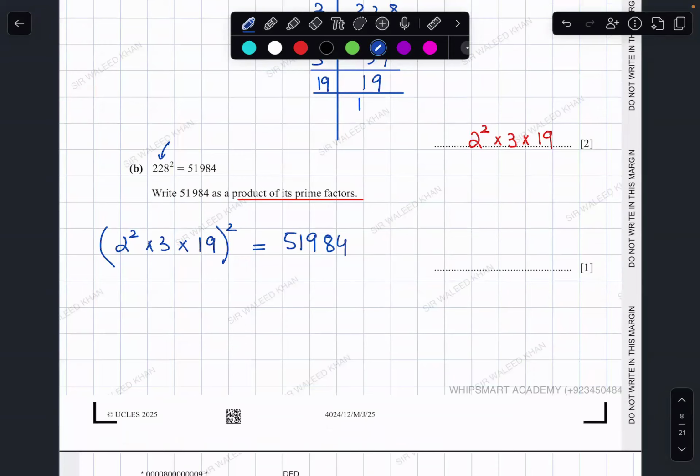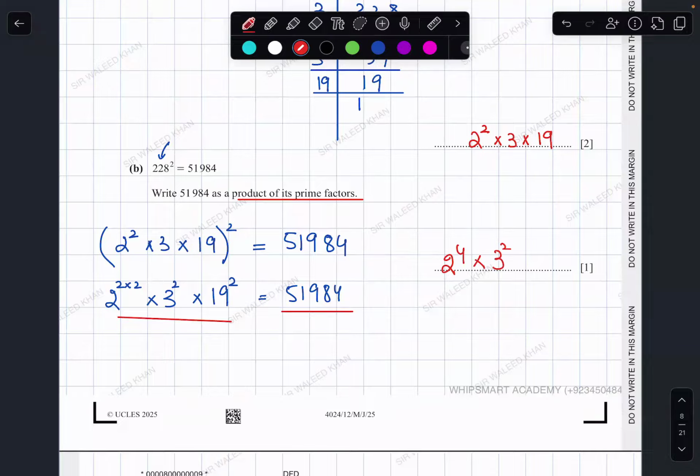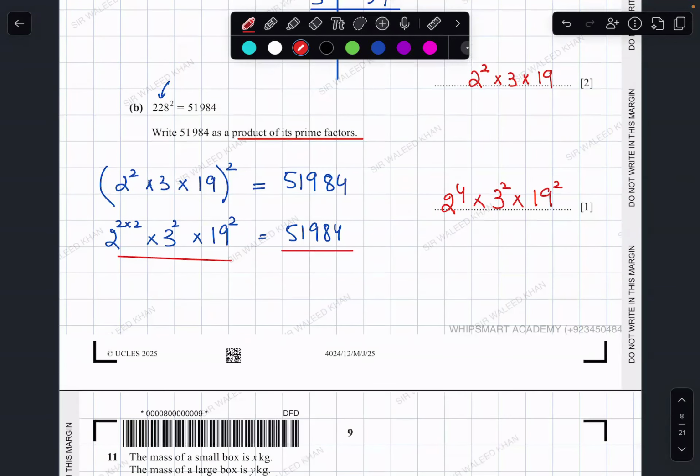Now, if I open the bracket, the power outside the brackets applies to each term inside the bracket, and multiplies with the power inside the bracket. So 2 power 2 into 2, 3 power 1, that becomes 2. 19 power 1, that becomes 2. So we have the final answer as 2 power 4, 3 square, 19 square. This is equivalent to this, okay? Left-hand side is equal to right-hand side.